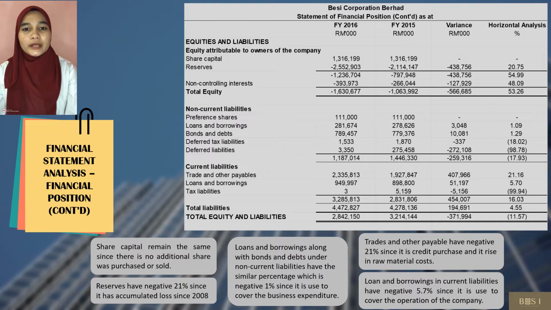The trade and other payable have negative 21% since it is credit purchase and there was a rise in raw material cost. Lastly, the loan and borrowing in current liabilities have negative 5.7% since it is used to cover the operation of the business. That's all from me.